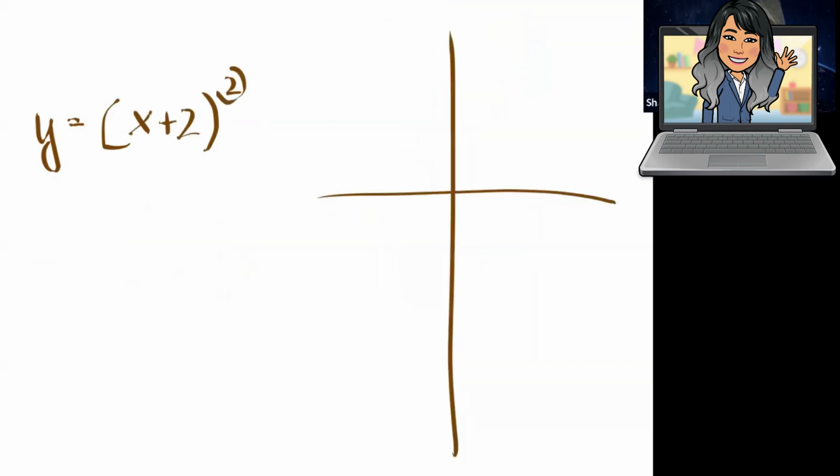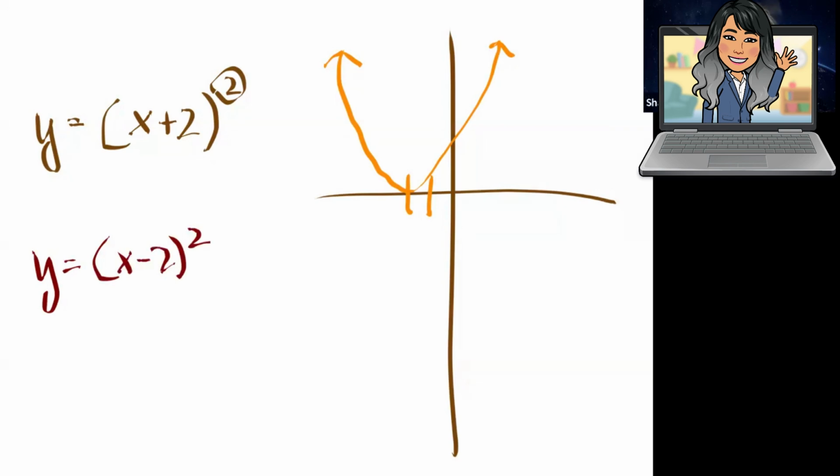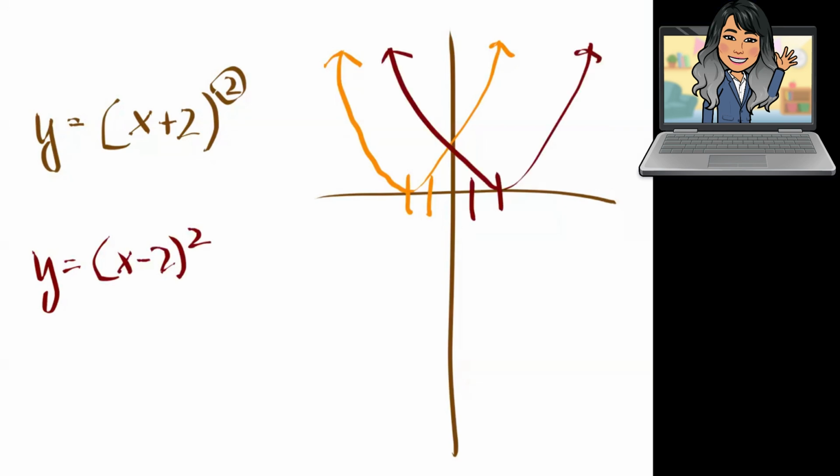So now, when it's in parentheses like this, x plus 2, when it's parentheses with the squared, you move it right or left. Plus 2 means I go left 2. It's the opposite. And so let's do y equals x minus 2 squared. Then I go right 2. Now I'm going to add something. I'm going to minus 3. So then that means I'm going to go down 3.